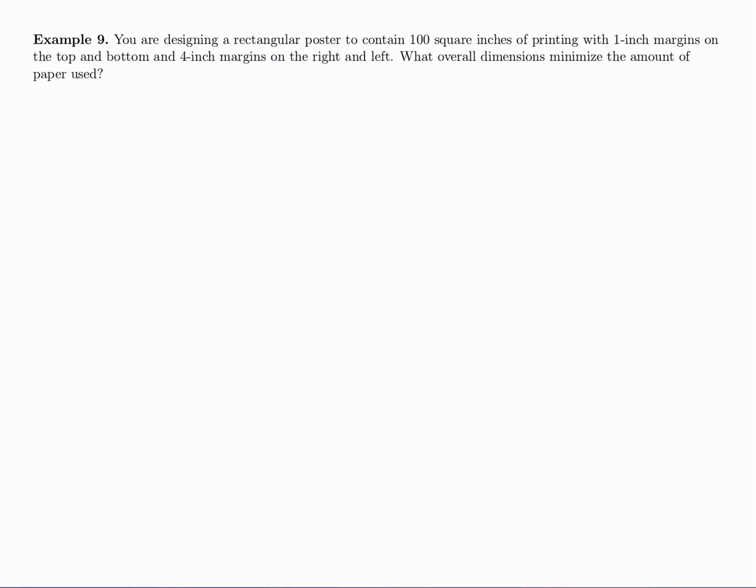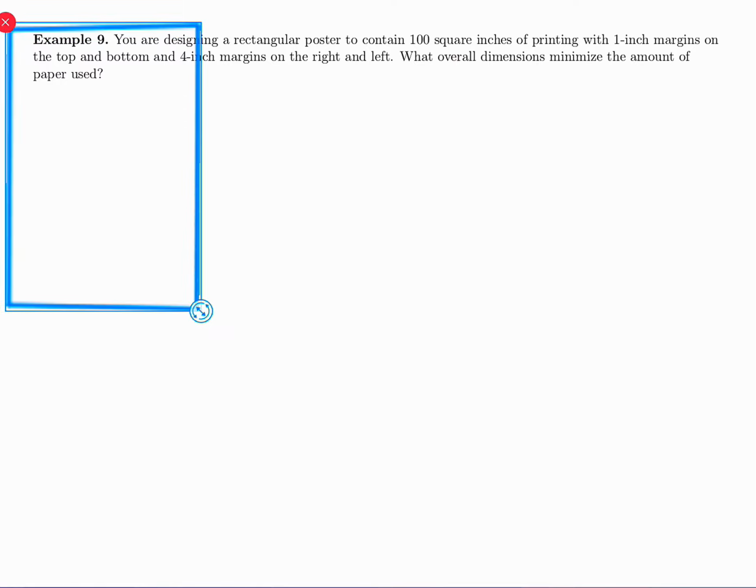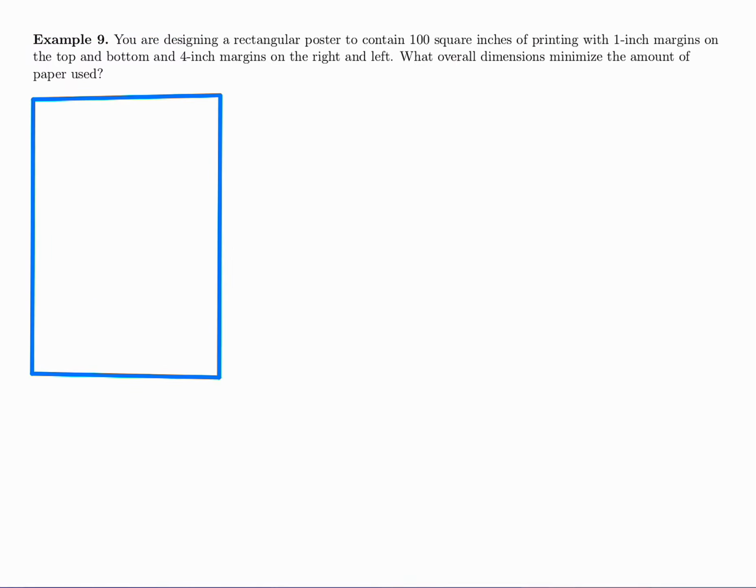So let's draw a picture. So we have this rectangular piece of paper. Okay, I'm actually going to make that bigger. And you'll see why I'm going to make it bigger here in just a second. It's because I need to go inside of it and make the margin, so I'm going to make it really big so it's easier to see what's going on. It says that this inside needs to be 100 square inches.